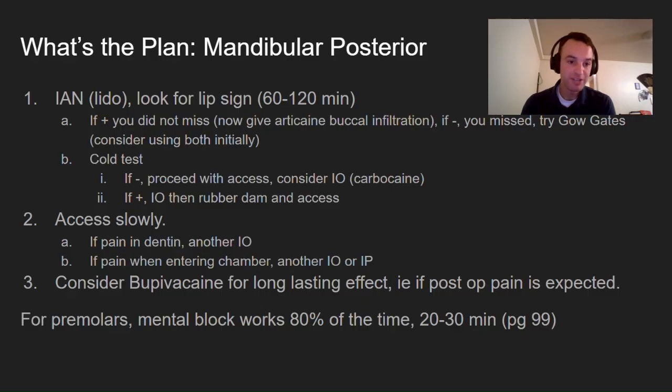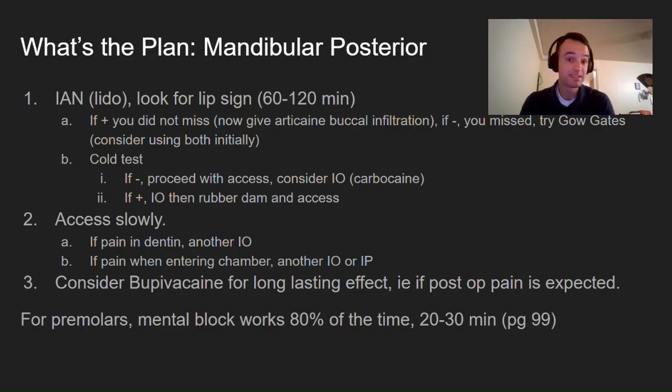So briefly, I'll go through my plans, and if anyone would like, I can send this to you and you can modify it for yourself. These are evidence-based. None of this is anecdotal where I just think, this is what the resources say, but I'm experienced enough to know differently. I'm not kidding myself with that. I appreciate the work that others have done, and I recognize that I'm really new and learning in this field. So for mandibular posteriors, I'm going to start with an IAN, and I'm going to look for lip sign.